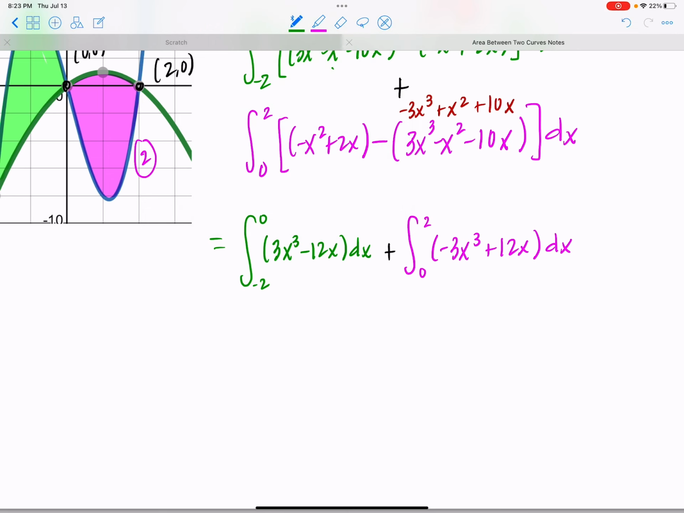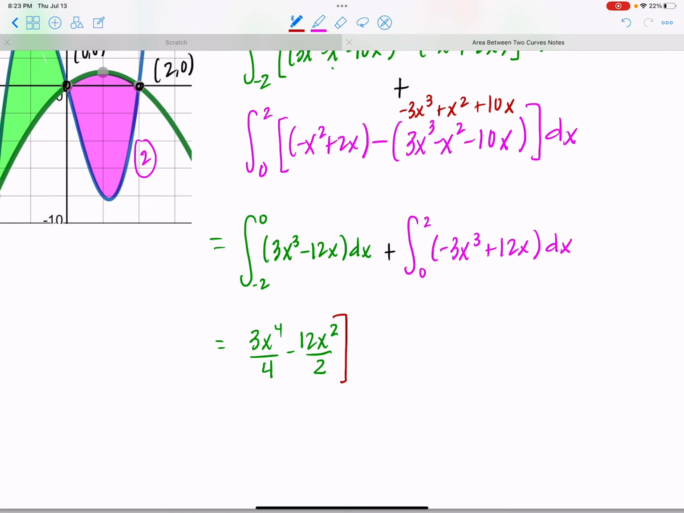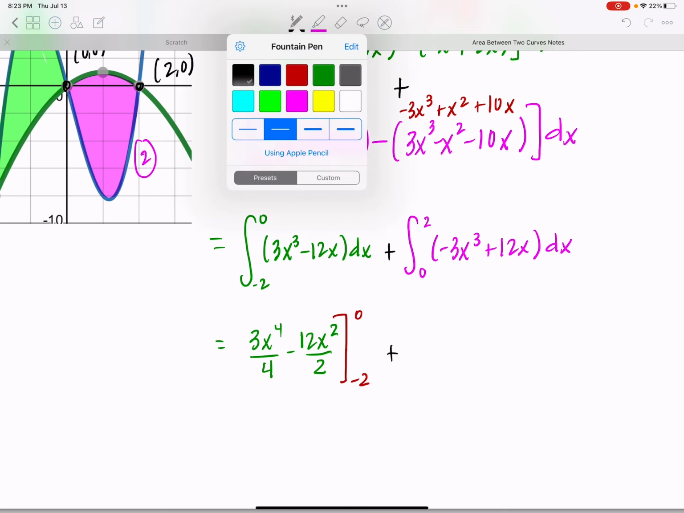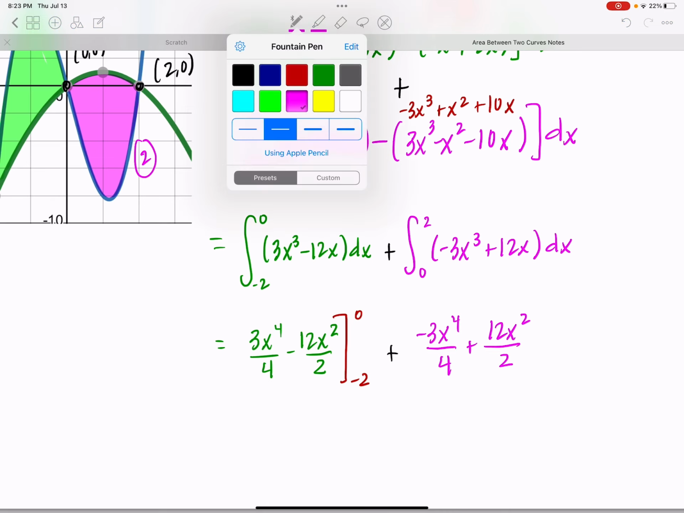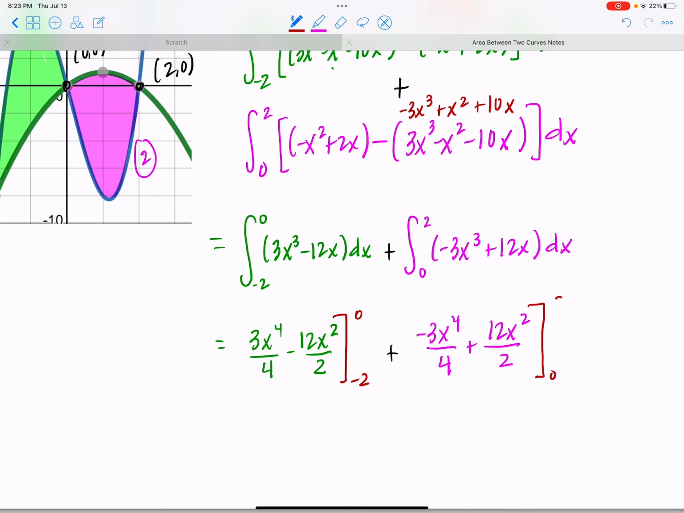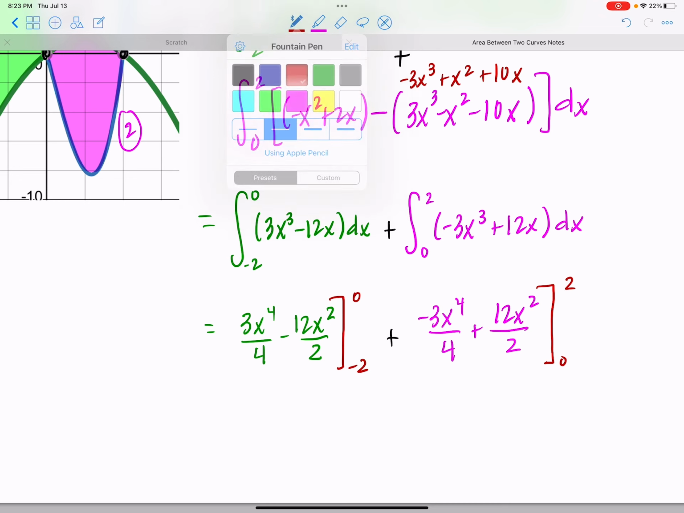So the integral here is going to be 3x to the 4th divided by 4 minus 12x squared divided by 2. Again, I'm going to skip c, and this has to be evaluated at 0 and at -2, plus the second one. We have a -3x to the 4th divided by 4 plus 12x squared divided by 2. And then this one we're going to evaluate from 0 to 2. Okay, almost there, just the arithmetic part now.